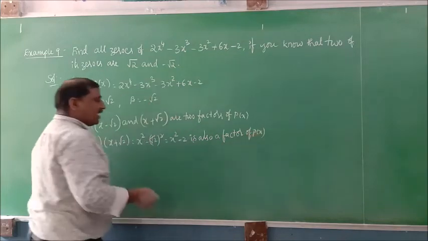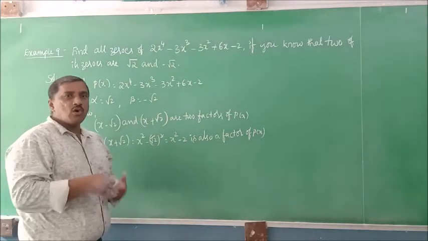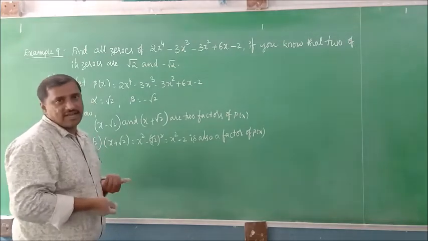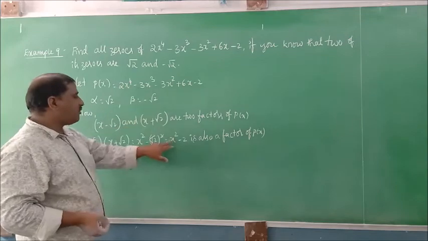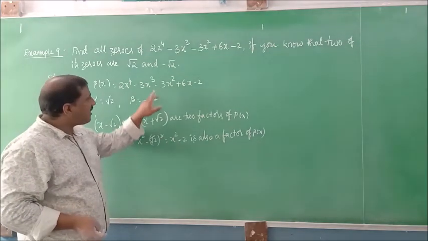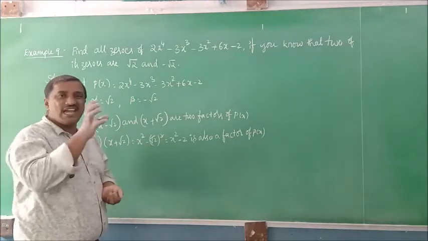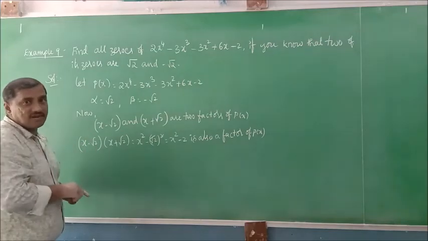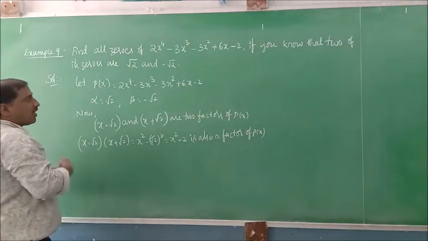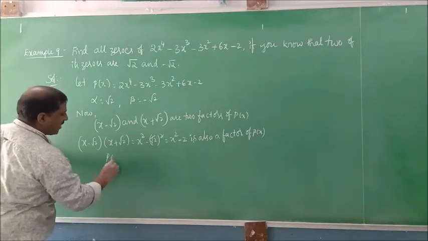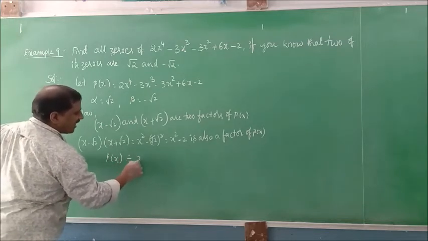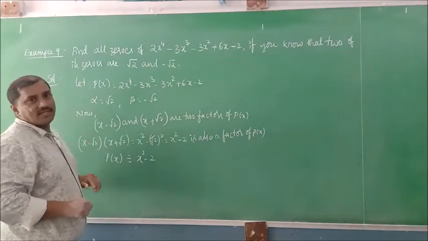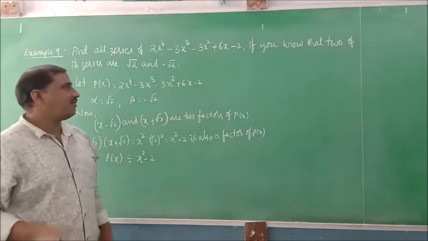Now, if you know one factor of a number, how do we find the other factor? By dividing the given number by the known factor, we get the other factor. Similarly, for this polynomial, x square minus 2 is a known factor. When we divide p of x by x square minus 2, we get a quotient. That quotient is also a factor of p of x. So now what to do? We should divide p of x by x square minus 2. The quotient is also a factor of p of x. Now how to divide these, we will discuss here.